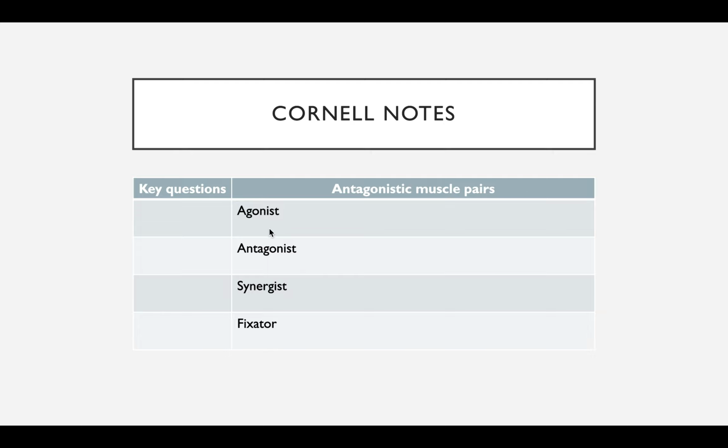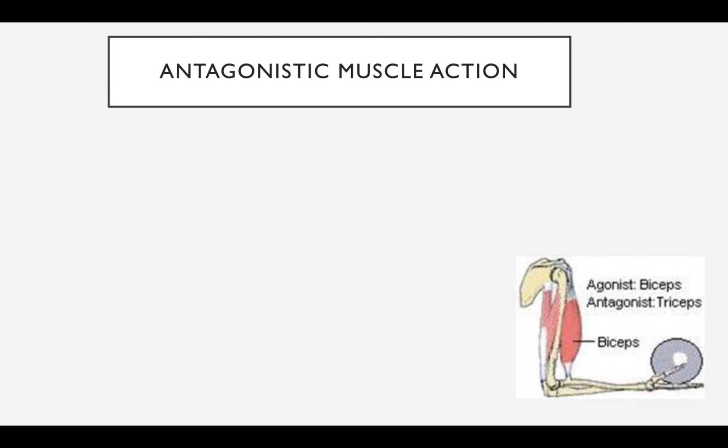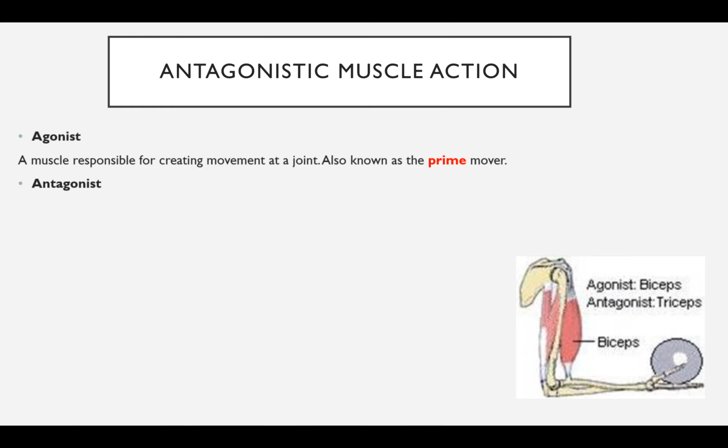We need to know what the agonist means, what the antagonist means, and what synergist and fixator mean. First of all, muscles work in pairs. One muscle works whilst the other muscle relaxes. The muscle that works is known as the agonist, and this is known as the prime mover. The agonist is a muscle responsible for creating movement at a joint. The antagonist relaxes and opposes the movement of the agonist.